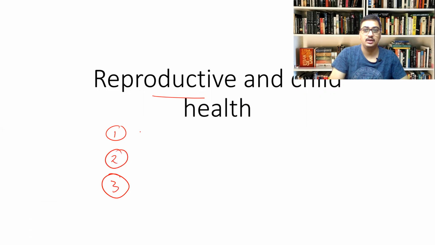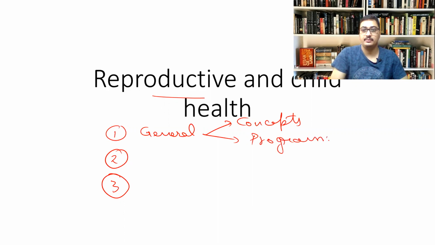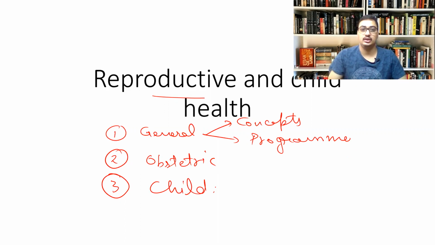First topic would be the coverage of general ideas about reproductive and child health care, where concepts would be discussed along with what the various programs are, especially the RCH program, and how it is being implemented in the country, and what all services are provided under it. And then we will individually look at obstetric care, or what we can say reproductive care, and then child care. So broadly, under these three parameters, discussions would be conducted. First of all, let's start.